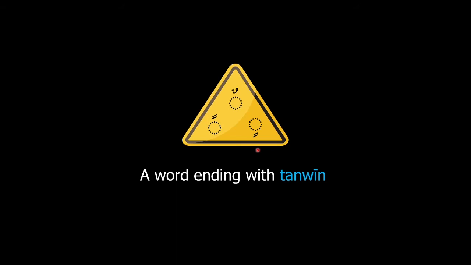Sign number 4, a word ending with tanween. So anytime you see a word ending with tanween, you can be 100% sure that that word is an ism. So if it has the double fatha, the double kasra, or the double dhamma, can be 100% sure that this word is an ism. For example, Qurayshin, you see the double kasra right at the end, therefore you know it's an ism. Another example, Naran, again the double fatha right at the end, you know that this word is an ism because of the tanween at the end. And again, Habilun, again the double dhamma right at the end, tanween, therefore it's an ism.